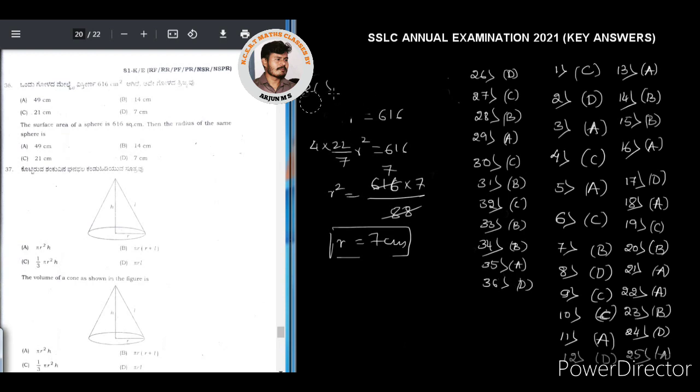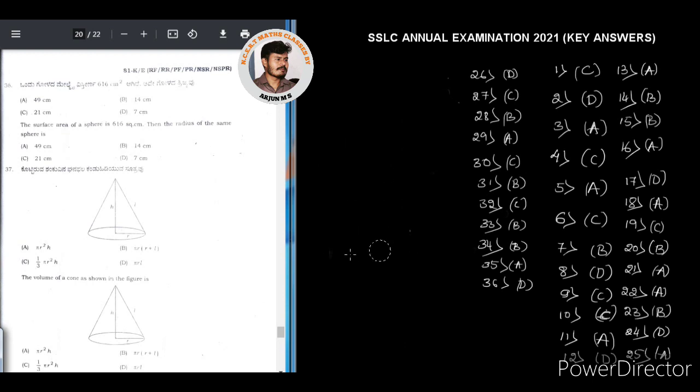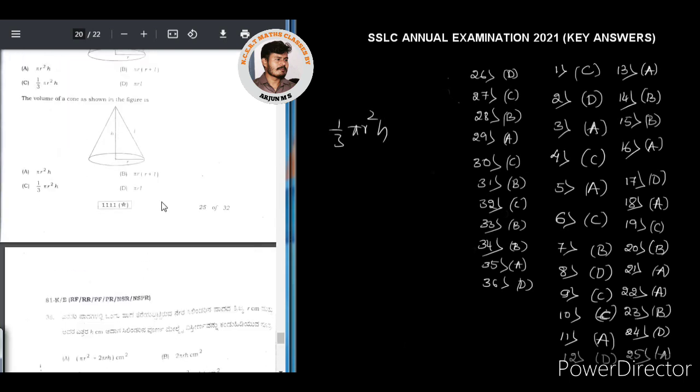Now take down the next question, that is the 37th question. In that question, the volume of the cone as shown in the figure is asked. Write down its formula. The volume of a cone is, we already know the formula, 1 by 3 pi r square h, which is used to find the volume of a cone. So option C is the correct answer for the 37th question. Option C is the right answer.